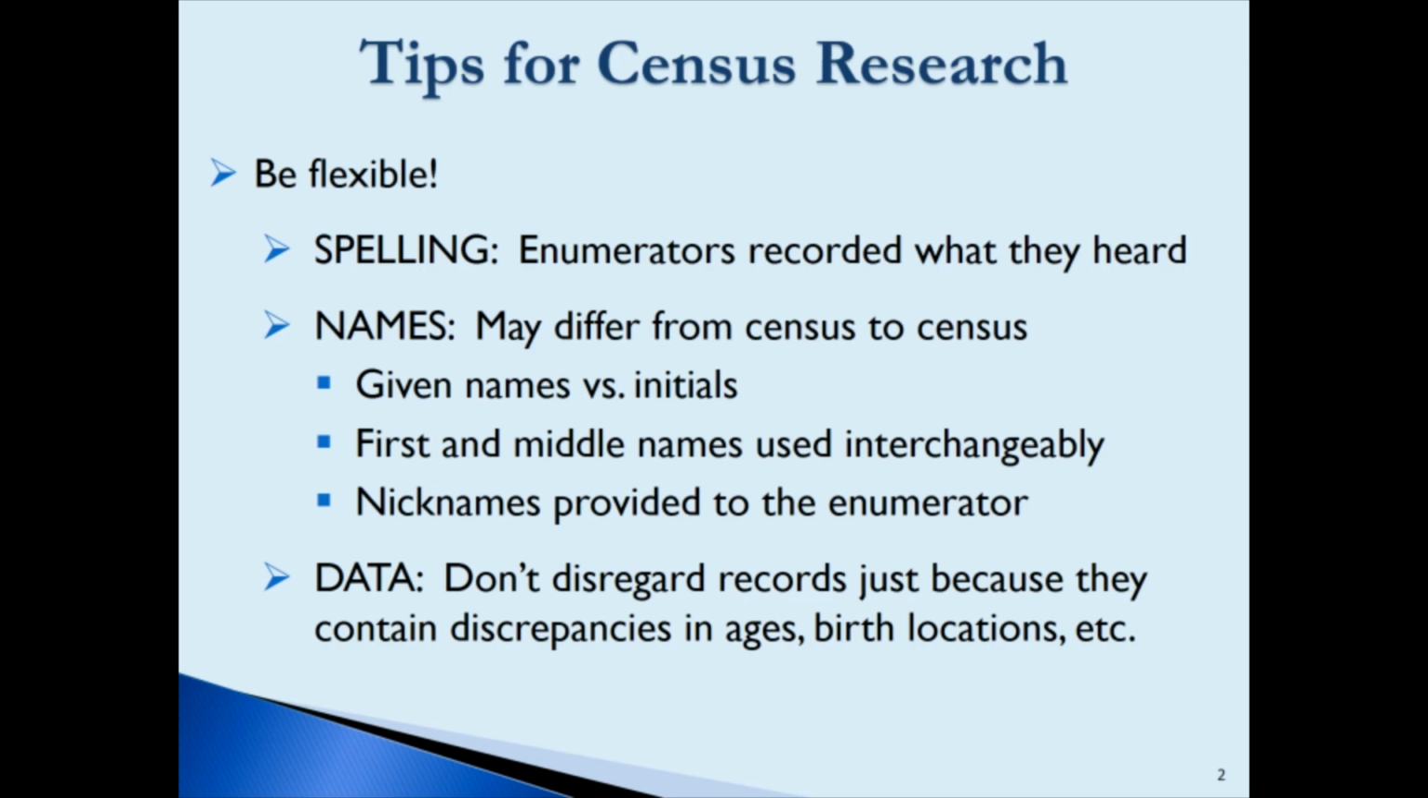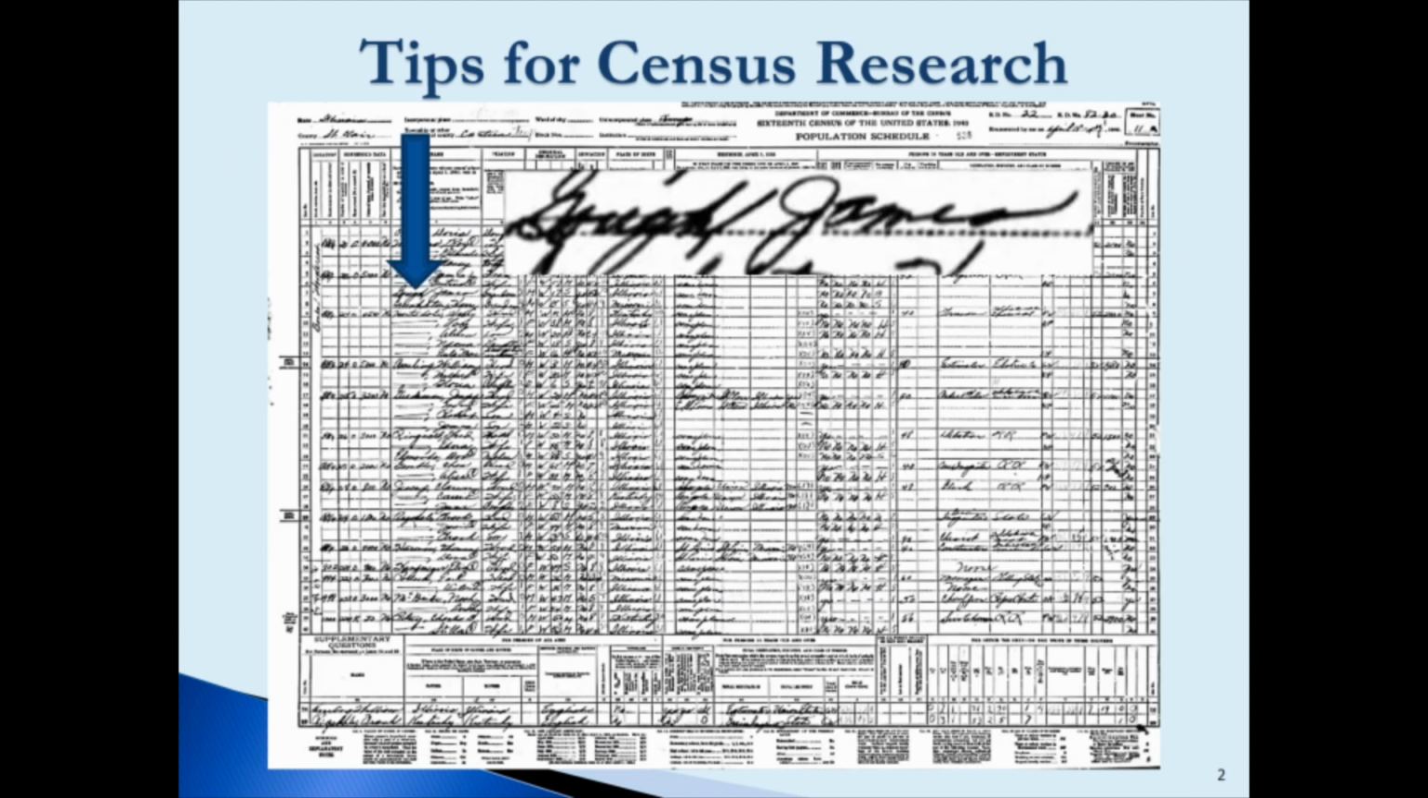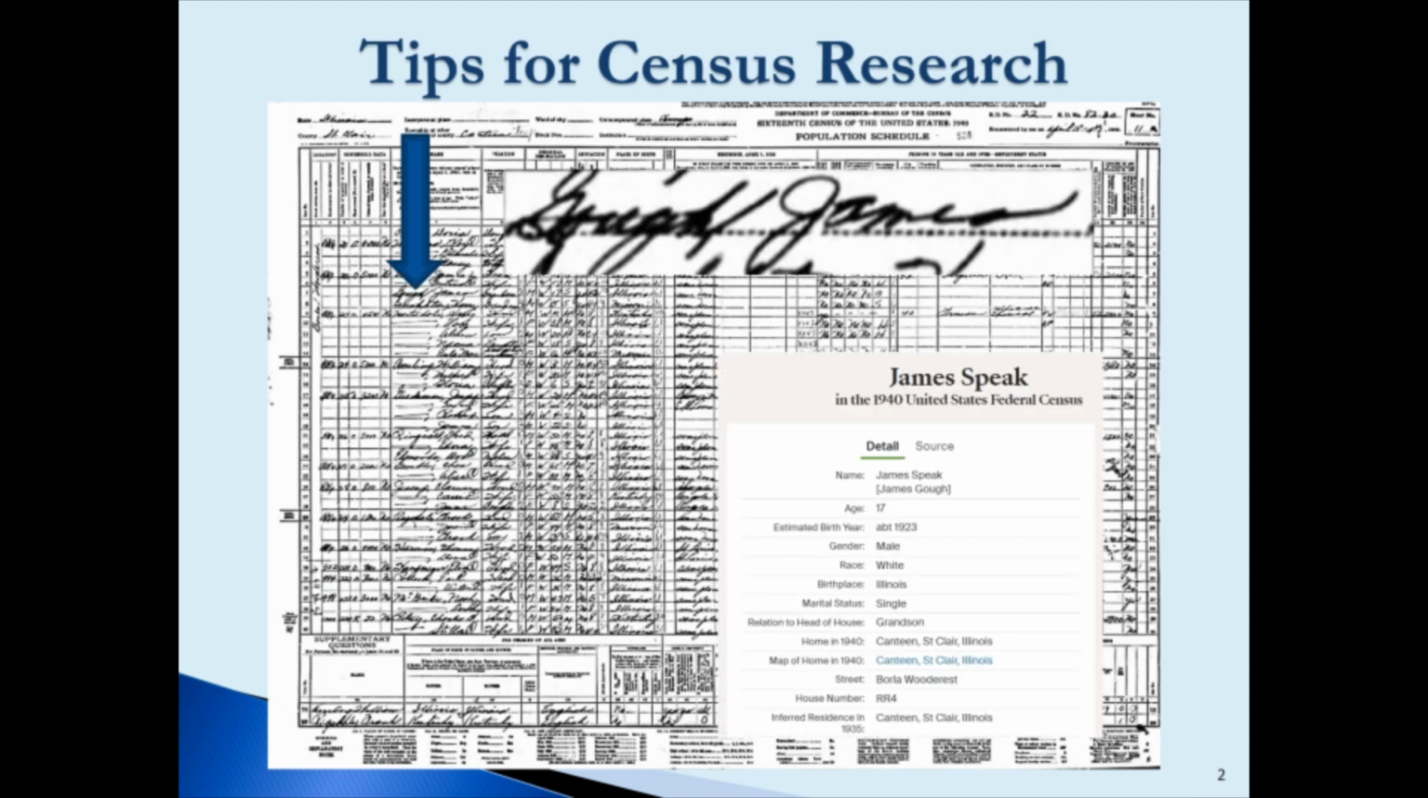Spelling will vary. Ages are approximate. Use names of others in the family to stay on track. Birthplace can also change depending on who gave the information. Enumerators recorded what they were told, but human error can occur. View the original document if possible for additional information. Variations in indexing can occur from one company to another. View more than one database for the same information. For example, this entry from the 1940 U.S. Federal Census could be James Speak or James Grow, depending on the indexer.